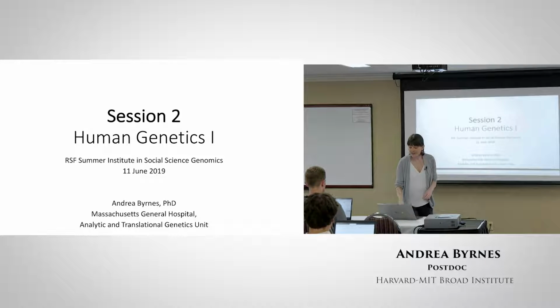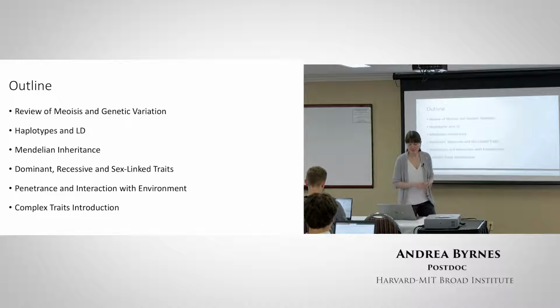Okay. So the second lecture in this series I've called Human Genetics 1, and this is more historically motivated than it is understanding-level motivated. But we're going to talk about a couple of concepts. We're going to quickly remember that we talked about meiosis this morning. And then we're going to get into definitions of haplotypes and linkage disequilibrium, which are ideas that are pretty central to modern genetic analysis. Then we're going to get into this idea of Mendelian inheritance.